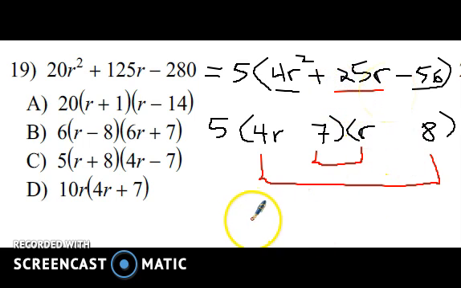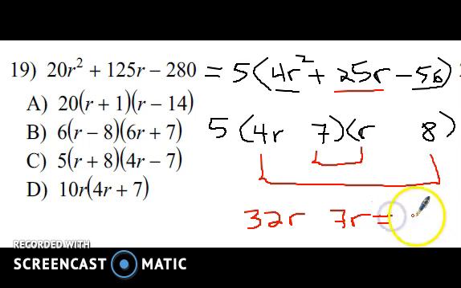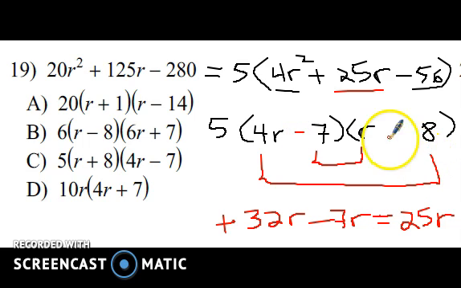So the outer 2 gives me a 32R. The inner 2 gives me a 7R. I'm looking to get a 25R. I can get a 25R if 32 is a positive and 7 is a negative. So I'd have to have a minus 7 there and a plus 8 there. And yep, my answer is C.